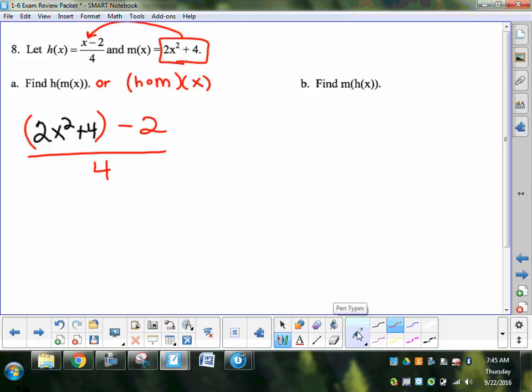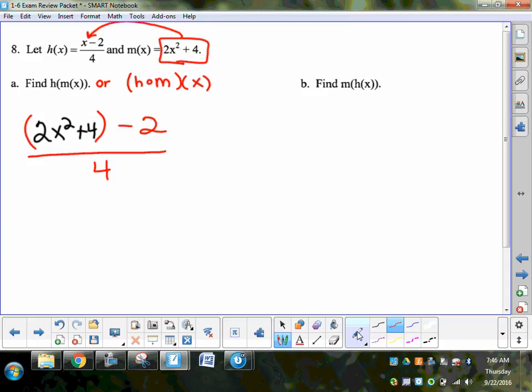So once I get to this point, let's see. Trevor P., what is the numerator going to simplify to? Look at the numerator. You got 2x squared plus 4 minus 2. Put your like terms together. What's that going to leave you with? So 2x squared plus 2. Okay, over 4. Is that our final answer?